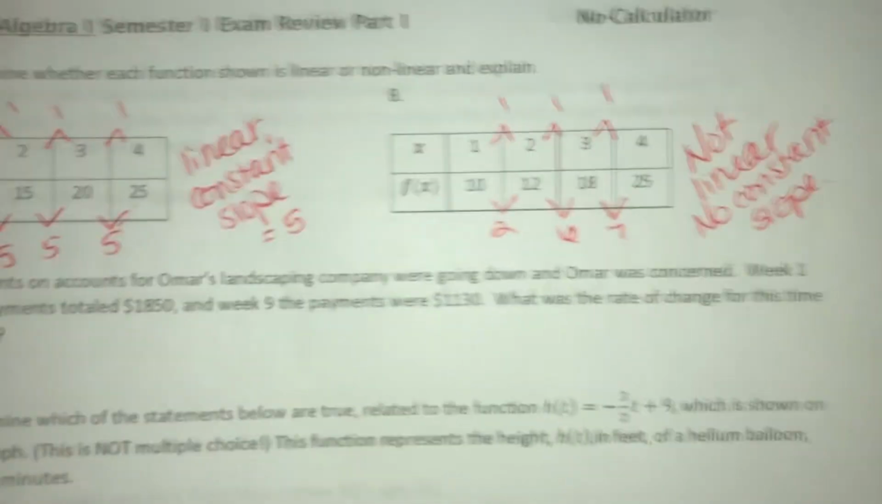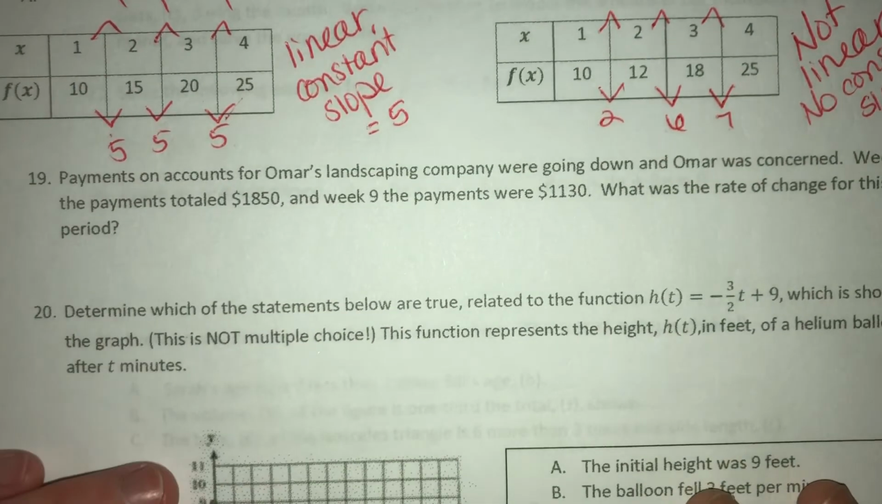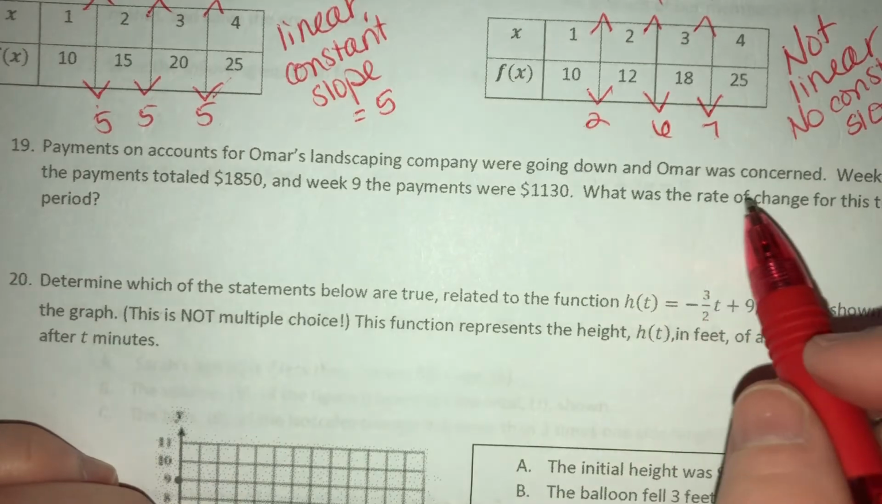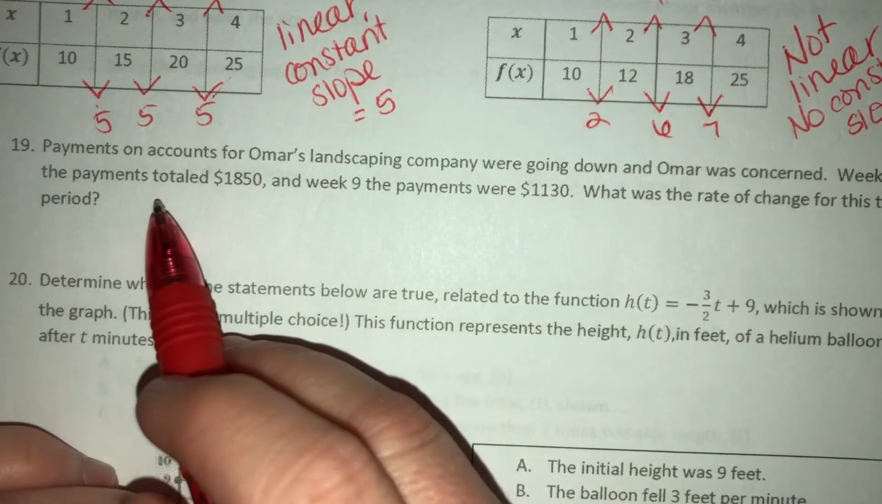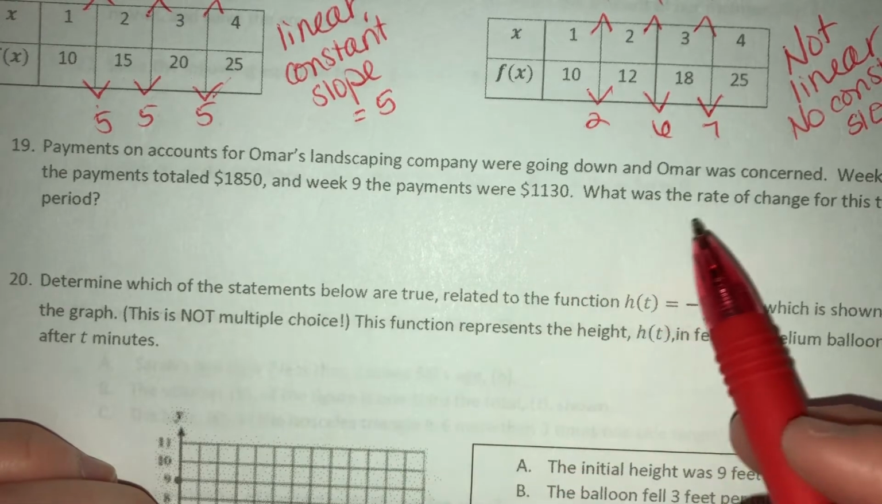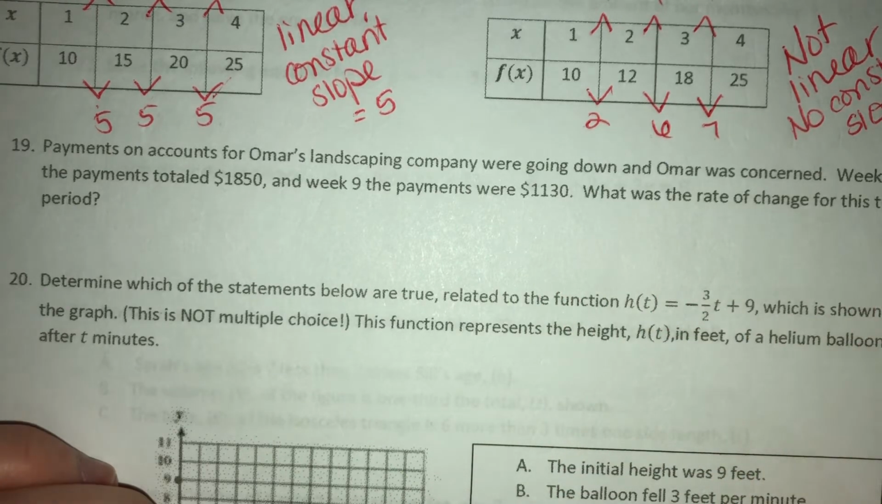Okay, number 19. Payment on accounts for Omar's Landscaping Company. We're going down, and Omar was concerned. Week 1, the payments totaled $18.50, and week 9, the payments were $11.30. What was the rate of change for this time period?